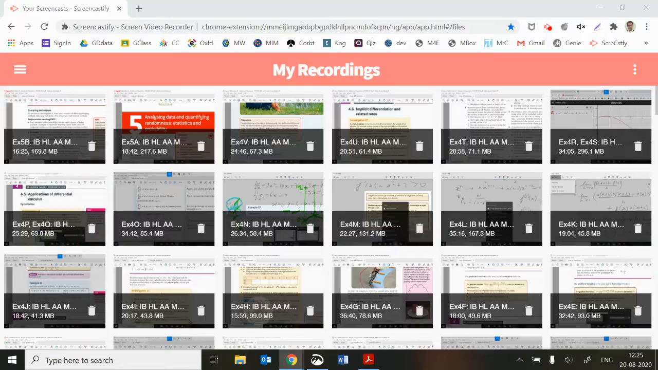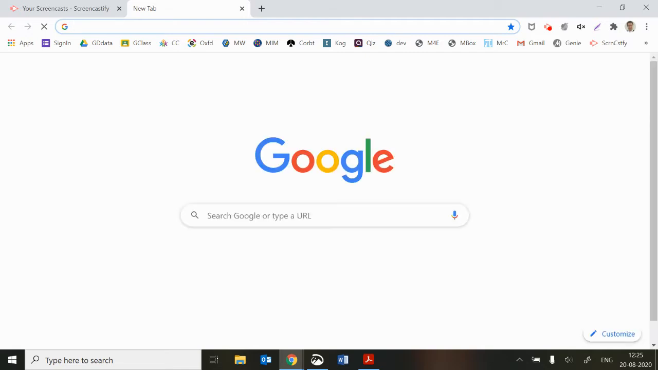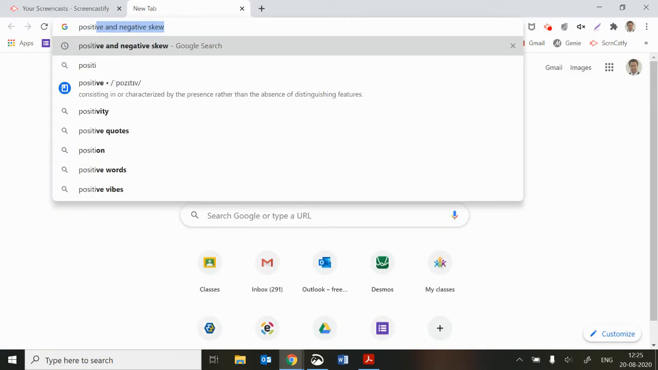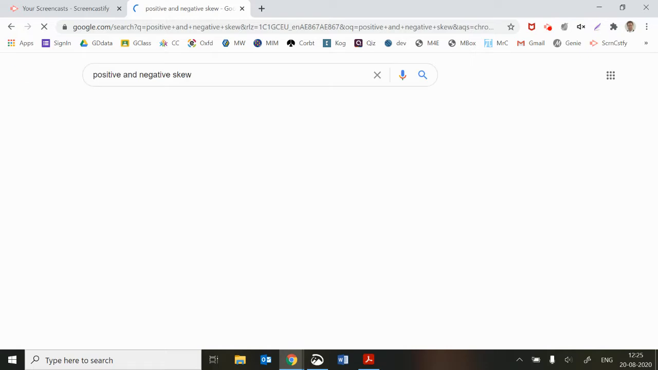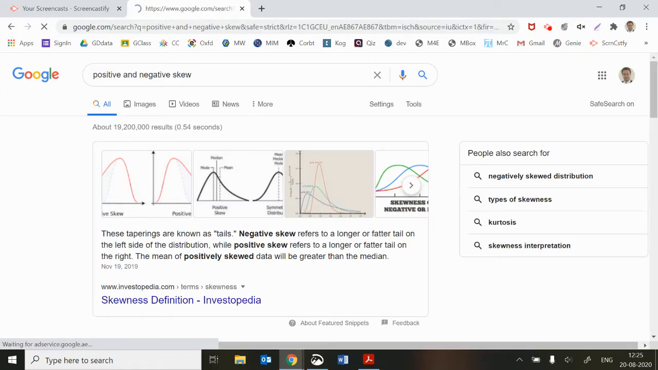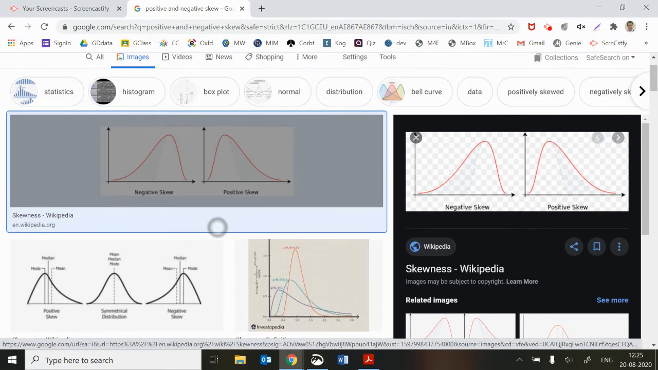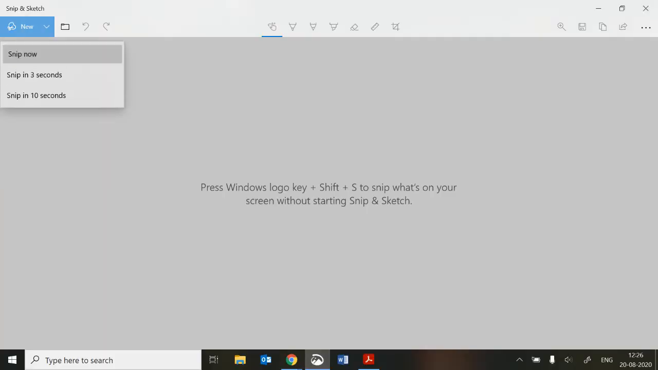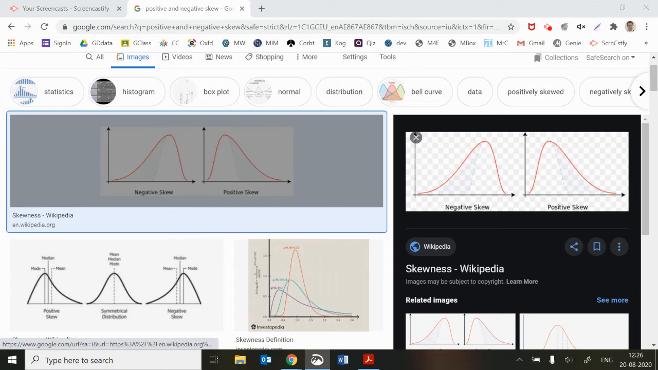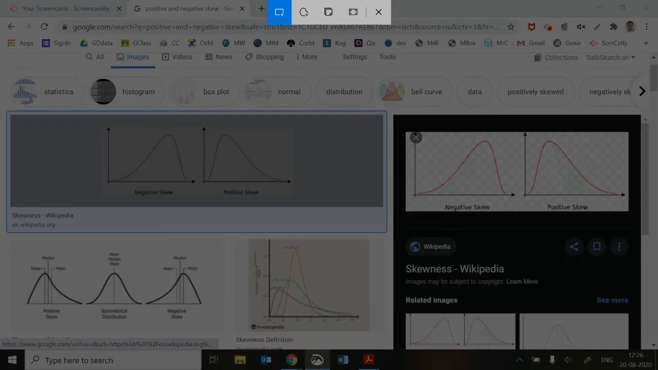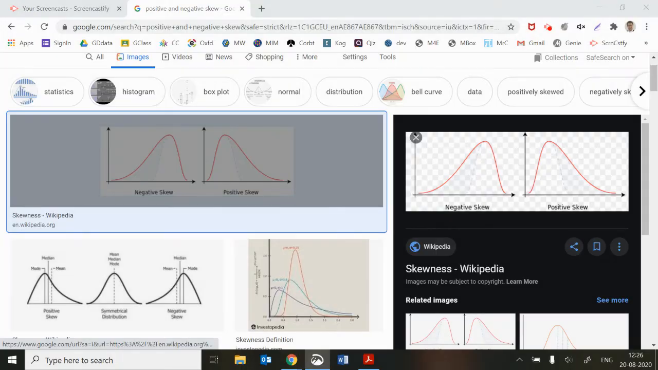Now, in terms of skew, let's have a little look at positive and negative skew. I was looking at this before everything crashed. And here we go. You can see positive and negative skew. Let's just take this one here. Our positive skew here is a situation where everything is going slow. There we go.